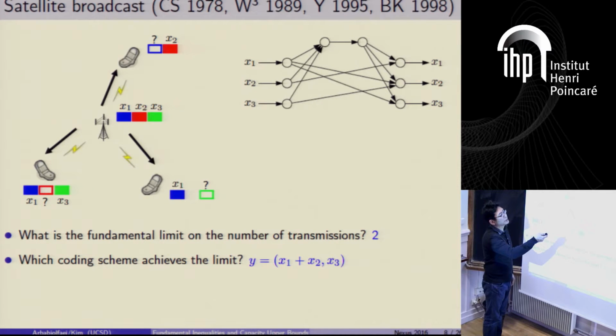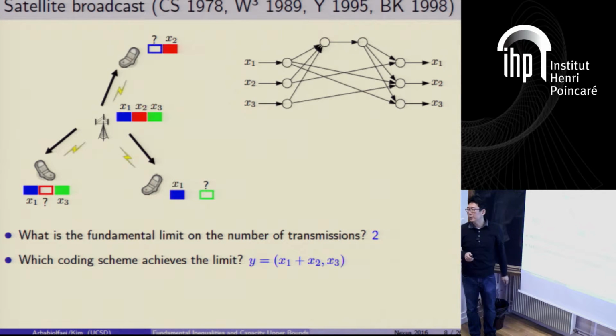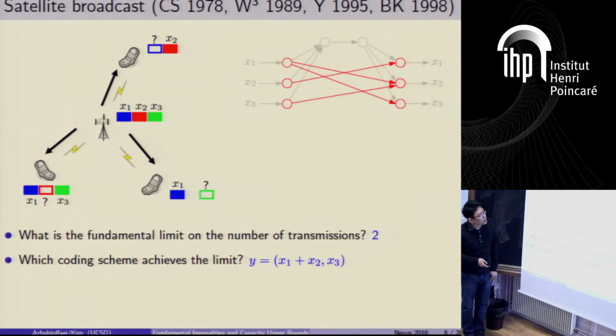Or if you fix this edge as 1, then the rate we can communicate, the movie size, should be half of the link capacity of the bottleneck link. So this is the index coding problem. I'm going to define it more formally in the next slide.